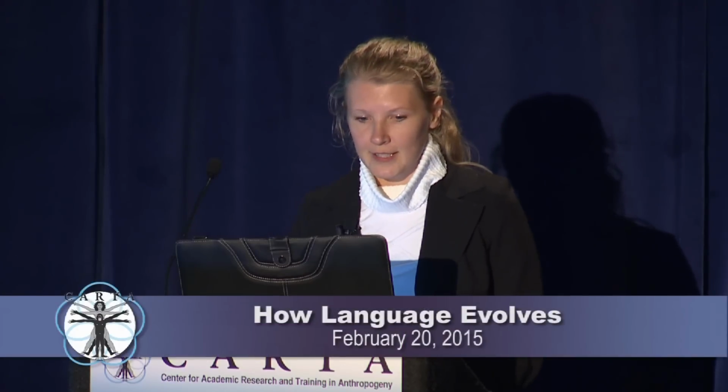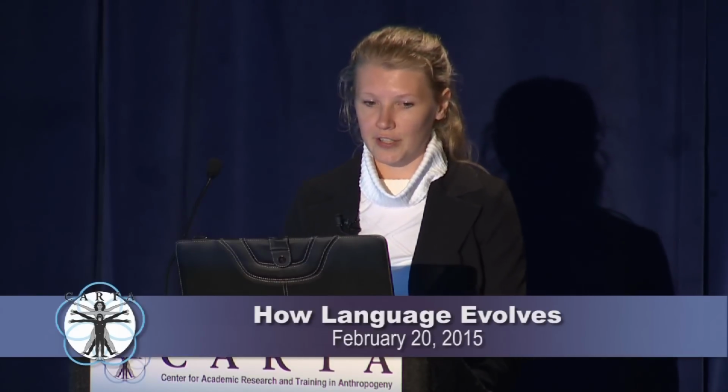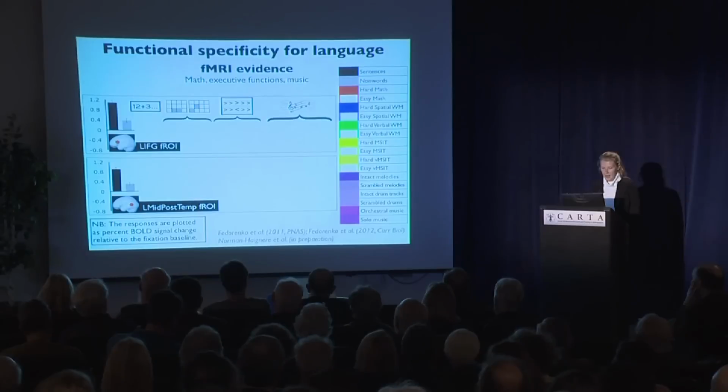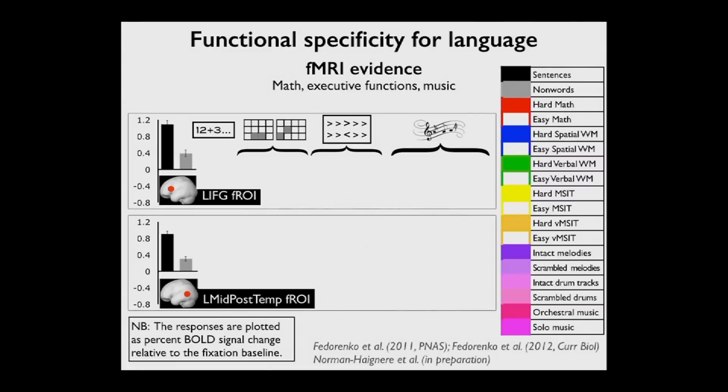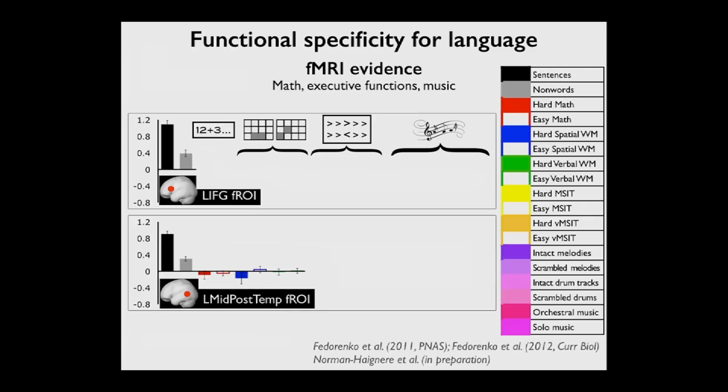For arithmetic and various executive tasks, we included a harder and an easier condition because we wanted to make sure that we can identify regions that are classically associated with performing these tasks, which is typically done by contrasting a harder and an easier condition of a task. So I'll show you now in different colors responses to these various tasks, starting with the region on the lower part of the screen. So we find that this region doesn't respond during arithmetic processing, doesn't respond during working memory, doesn't respond during cognitive control tasks, and doesn't respond during music perception.